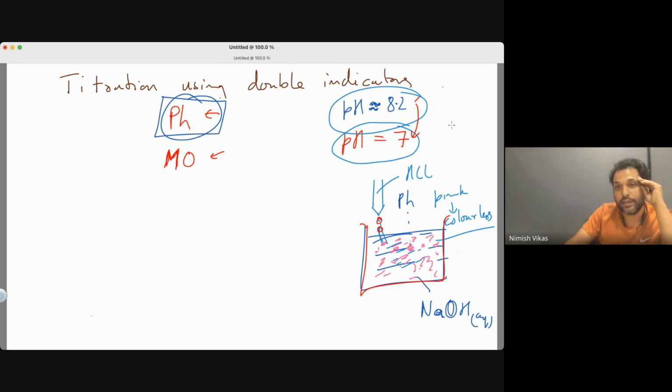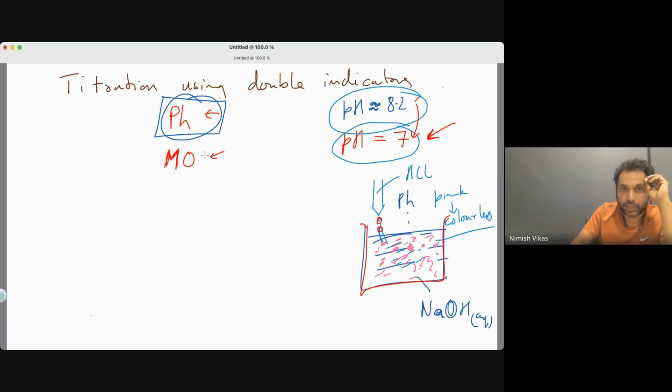So do we have indicators for exact 7? Yes, we have some indicators. Thymol, bromo, some indicators are there. Okay, you'll be learning those. Your chemistry teachers will teach you that.